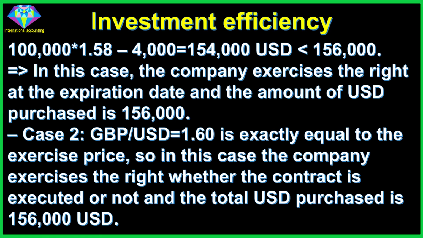Case 2. GBP over USD equals 1.60, which is exactly equal to the exercise price, so in this case the company exercises the right whether the contract is executed or not, and the total USD purchased is 156,000 United States dollars.